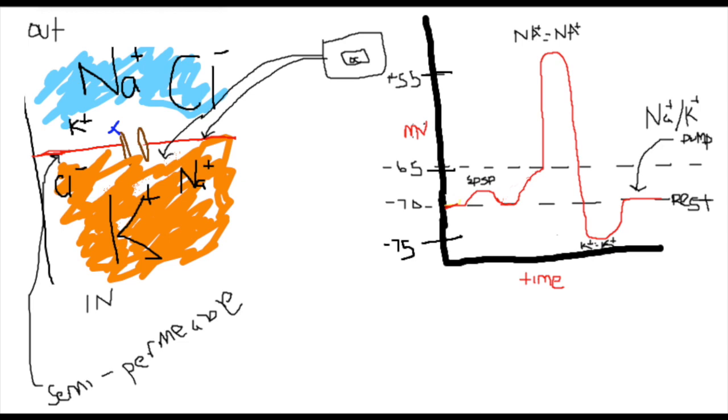As the cell hyperpolarizes, which means becomes more negative, in an attempt to reach equilibrium, it overshoots a bit to negative 75 millivolts, but only briefly. When this happens, the cell brings itself back to rest at negative 70 millivolts, with the help of proteins on the cell membrane called the sodium-potassium pump. And we can see that denoted in the image as well.